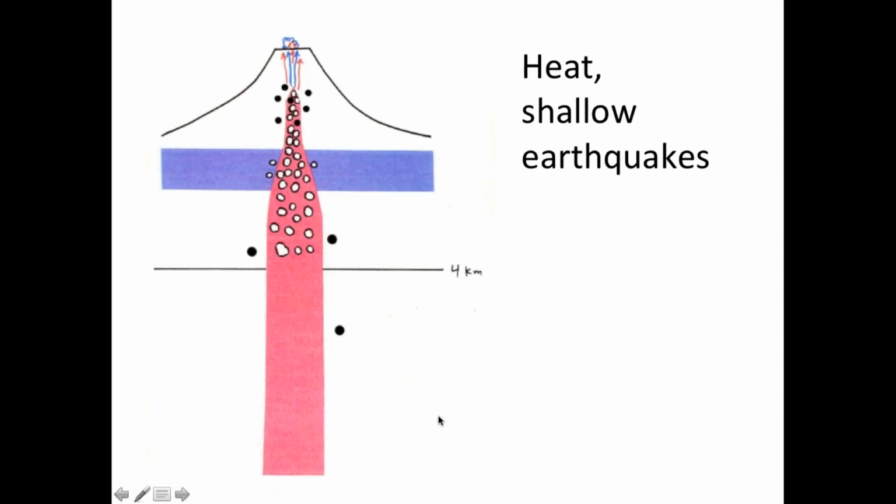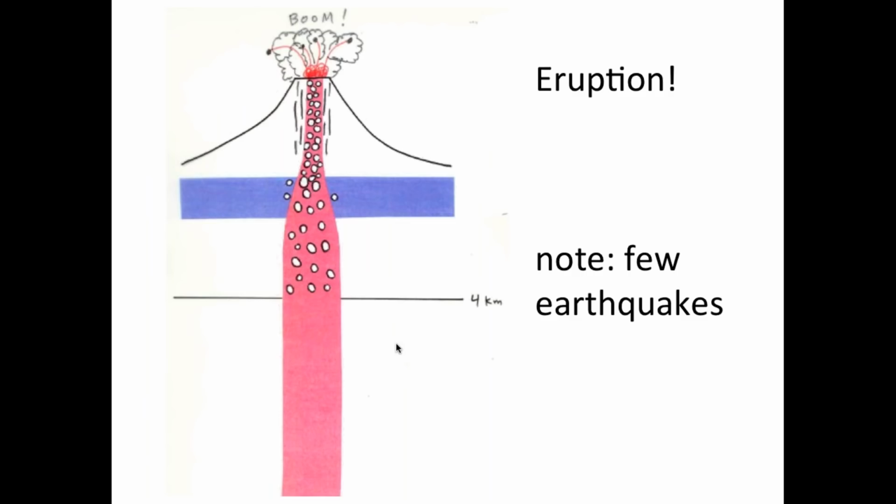Here then, as the magma gets even shallower, we often see shallow, very shallow earthquakes. The red arrows are indicating heat. So we get continued steaming, increased signs of heat. The seismicity is continuing at depth, albeit at a relatively lower rate. This would be the relative quiescence part of it. And then finally, the eruption itself.